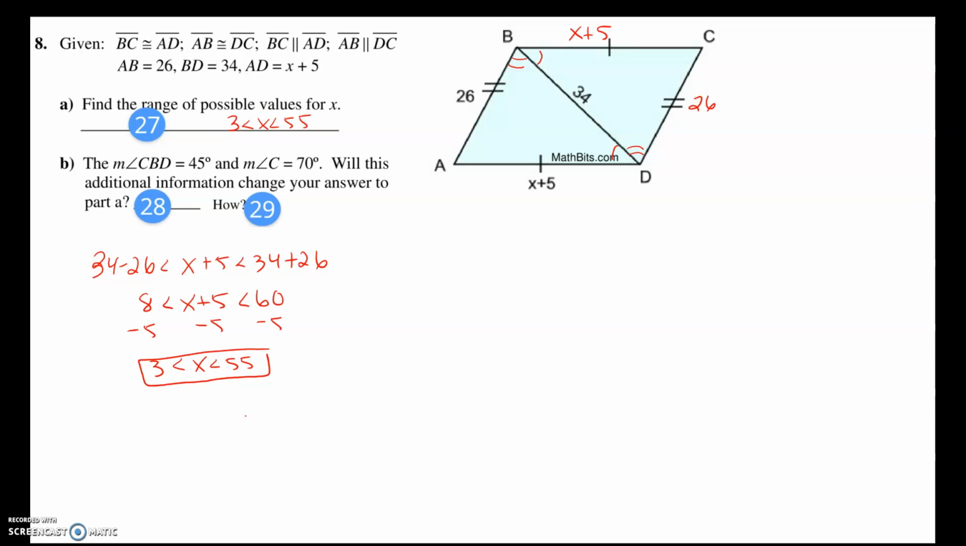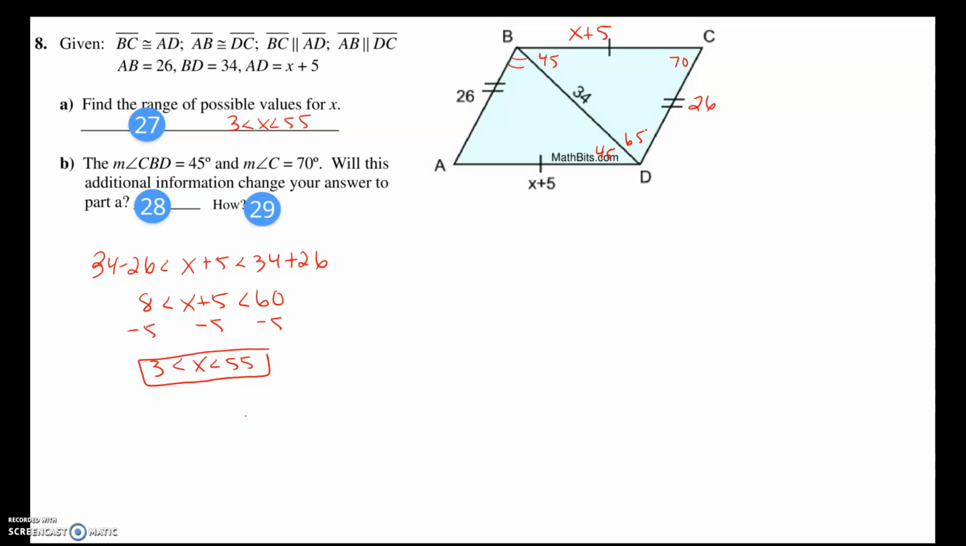Then it's telling us, okay, well, what if I change this? And I said that CBD, this angle up here, is 45 degrees, which means this guy down here is also going to be 45 degrees. And the measure of angle C is going to be 70. Well, if I have 70 and 45, that means that this angle here, by my triangle sum, has to equal 65. So now it says, will this change your answer?